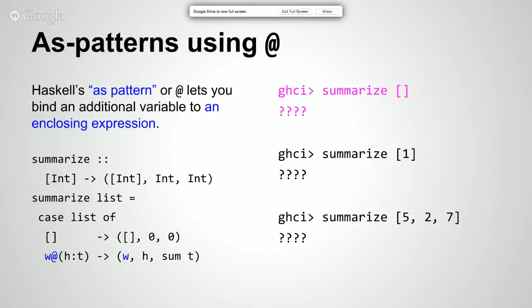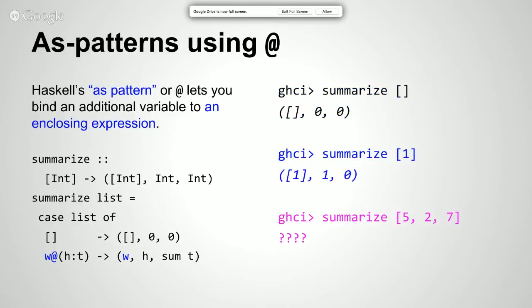So what do you guys think we're going to get with the summarize function on the empty list? The first pattern, yep. Just an empty list, a 0 and a 0. And what do you guys think we're going to get with summarize on the singleton list 1? It's going to be the second pattern, but what's going to be returned? List 1, 1, 0. Yeah, that's correct.